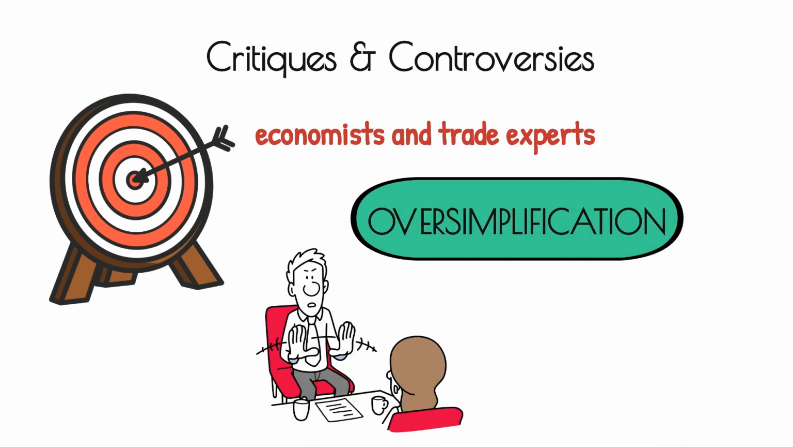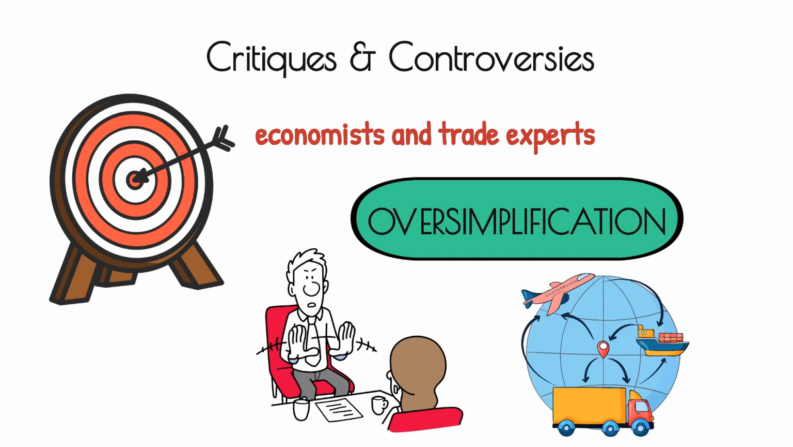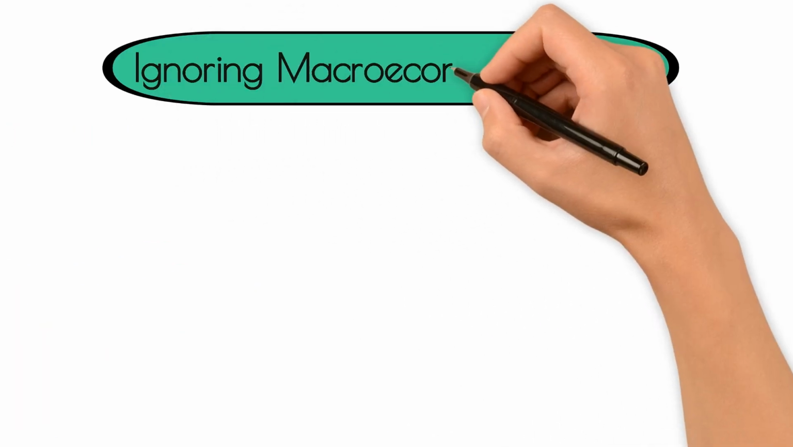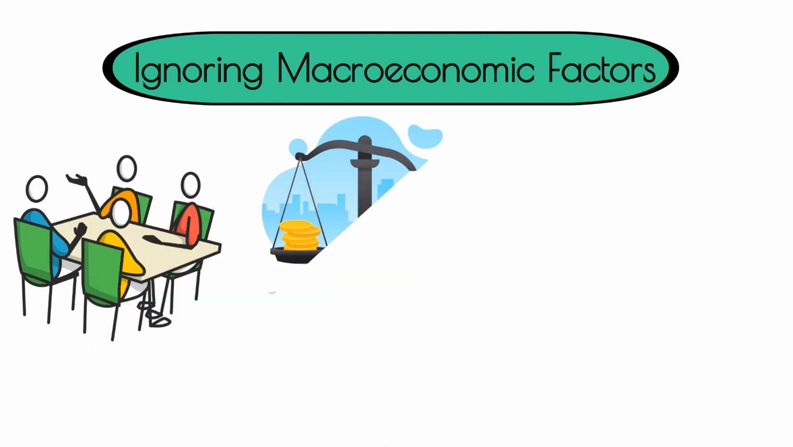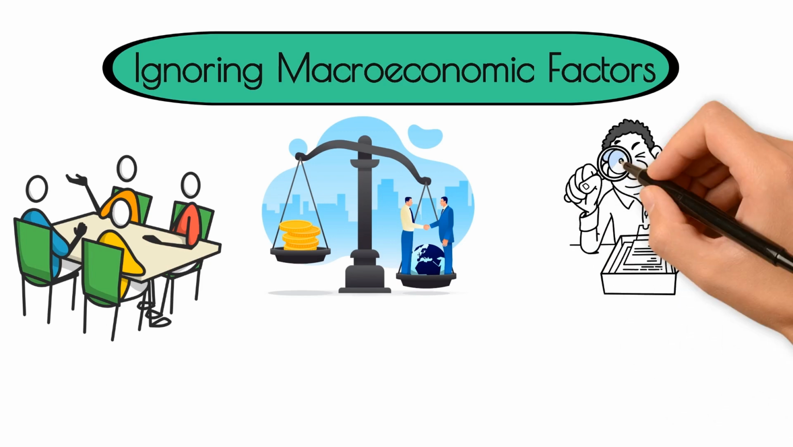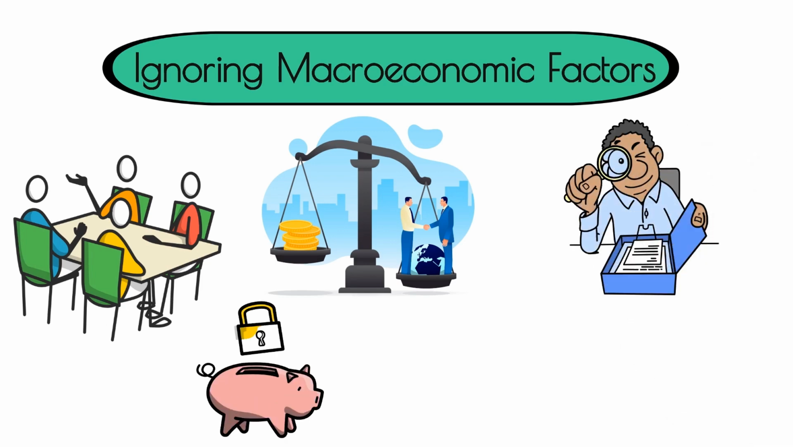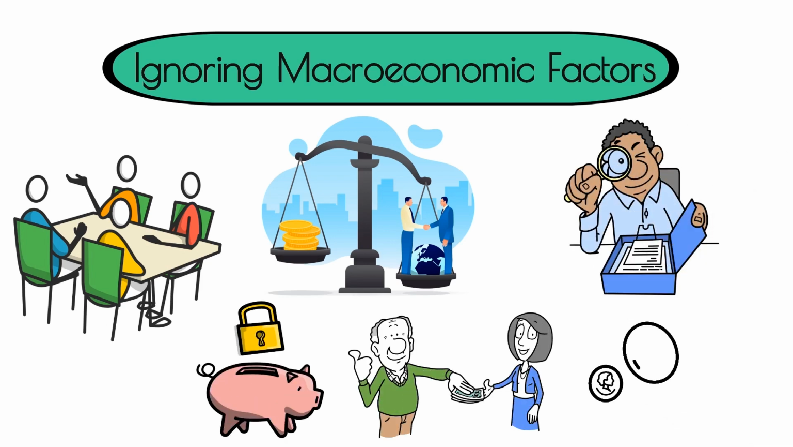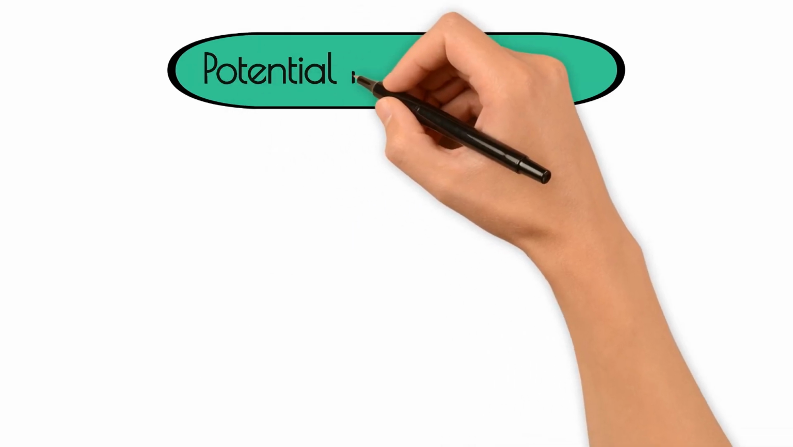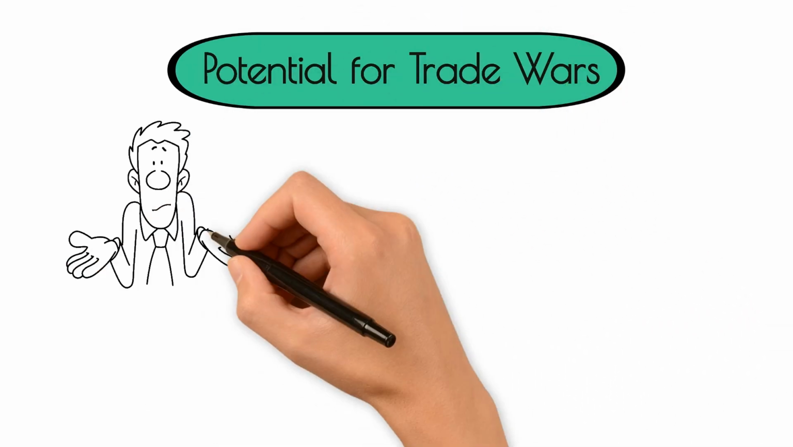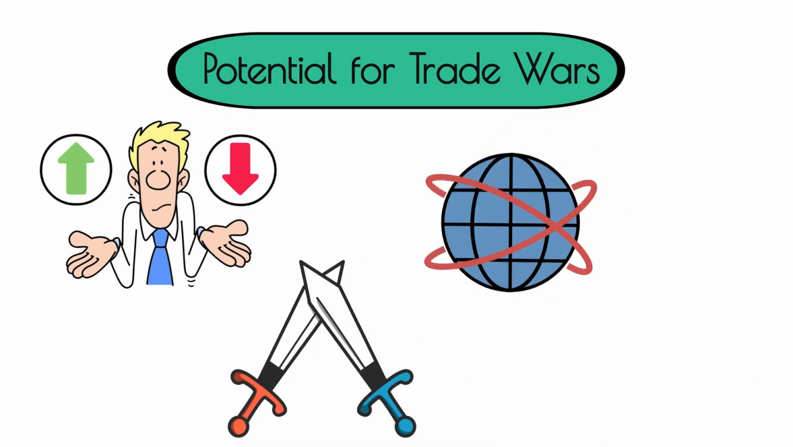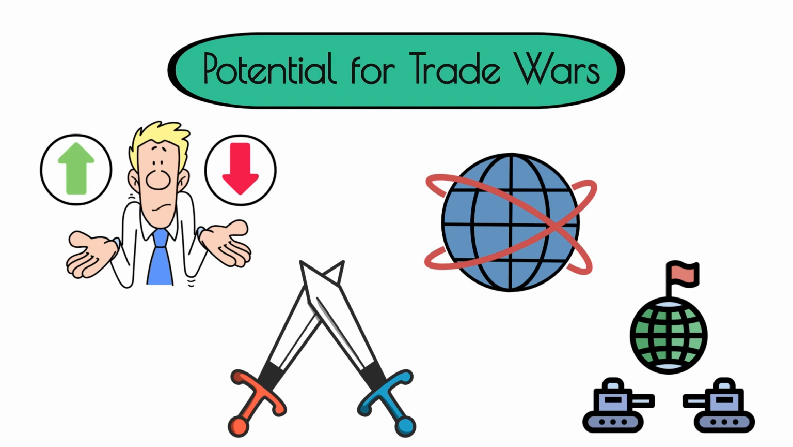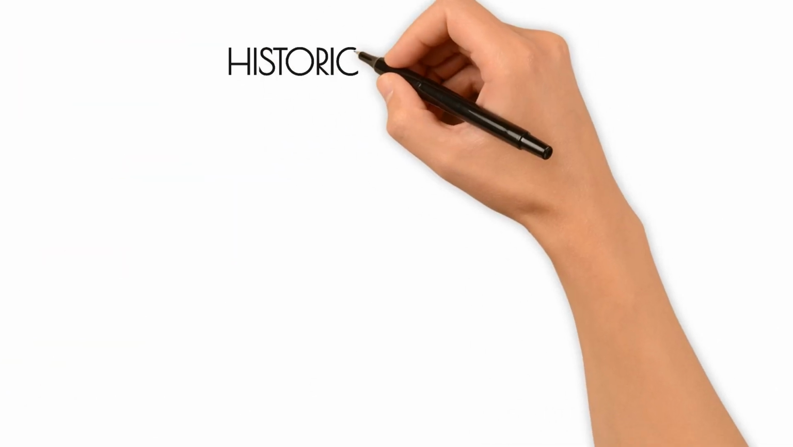Oversimplification. Many argued that the formula was overly simplistic and didn't account for the complexities of global trade. Ignoring macroeconomic factors. Critics pointed out that focusing solely on trade deficits overlooked other vital elements like investment flows, services trade, and currency valuations. Potential for trade wars. The abrupt imposition of high tariffs risked retaliatory measures from affected countries, potentially escalating into broader trade conflicts.